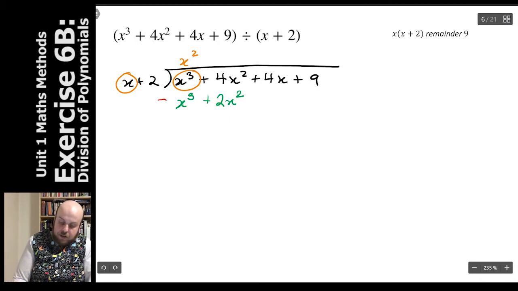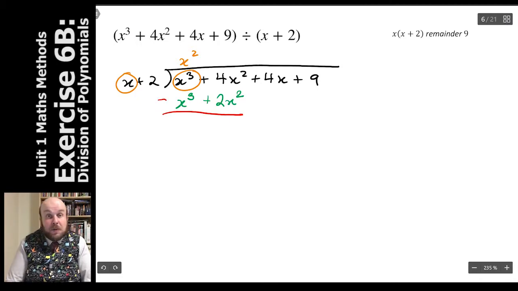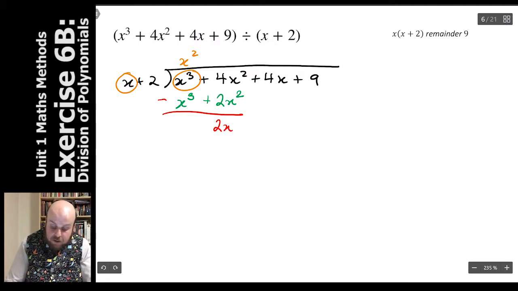Then we do a subtraction. x cubed take away x cubed is 0. 4x squared take away positive 2x squared, well, that leaves us with 2x squared. Bring this lovely friend down. Then we'll divide this little monkey. 2x squared divided by x gets me 2x.